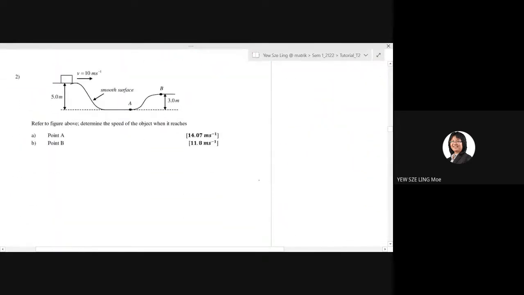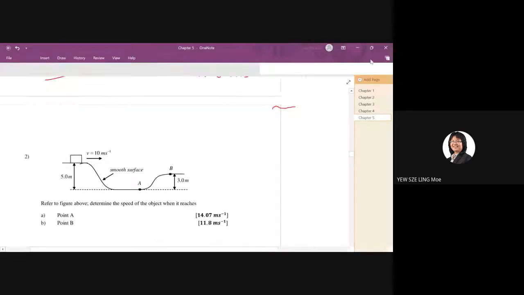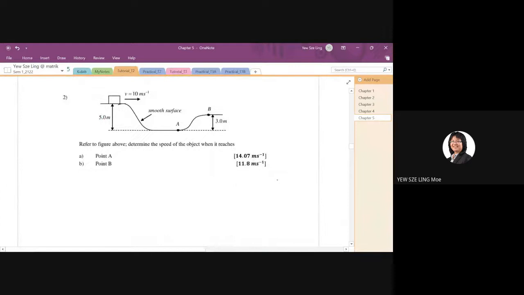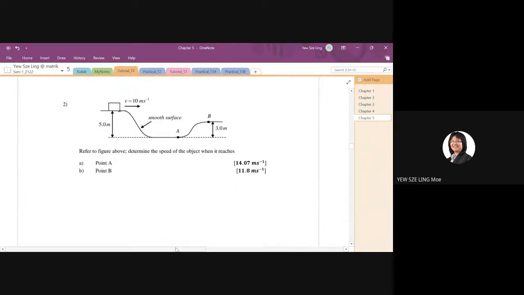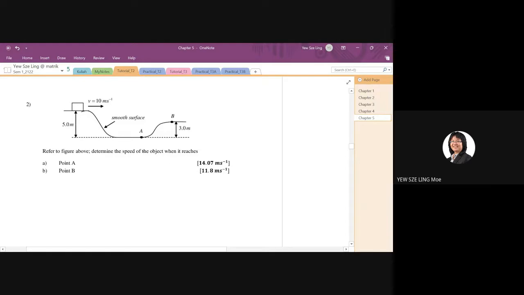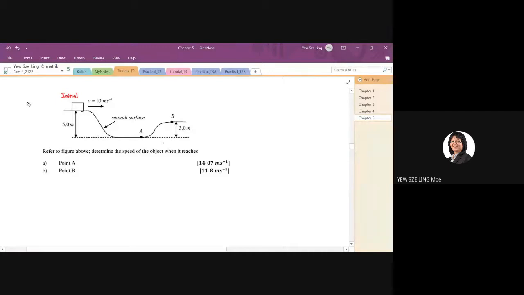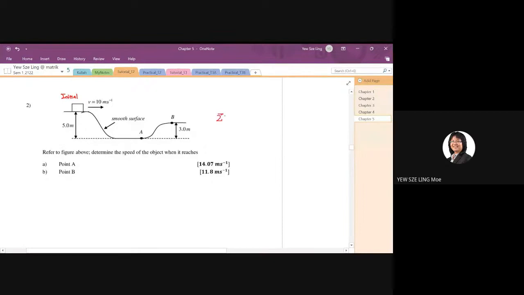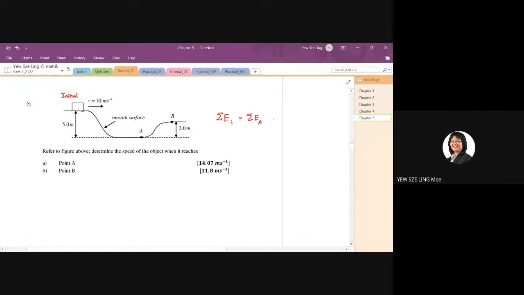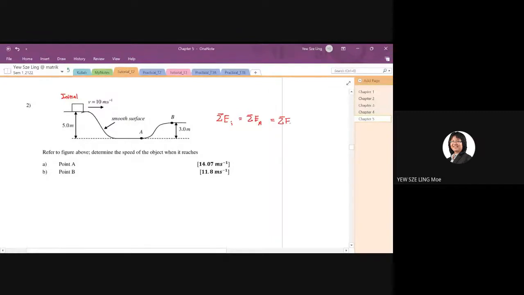Right. Now, question number 2. Question number 2 actually just wants to test whether your concept is okay or not. It refers to the figure above. Determine the speed of the object when it reaches point A and point B. So you look at this diagram. Now you have 3 different points. This is your initial, and now you have 2 different final positions. So basically what happens in this diagram is that the total mechanical energy at the initial position is equal to the total energy at point A, and at the same time it is equal to the total energy at point B.